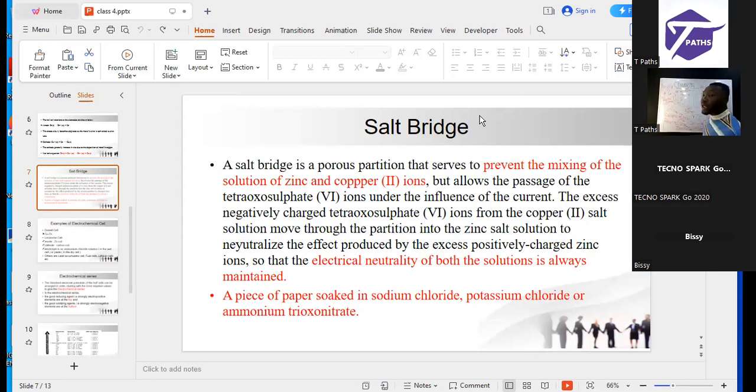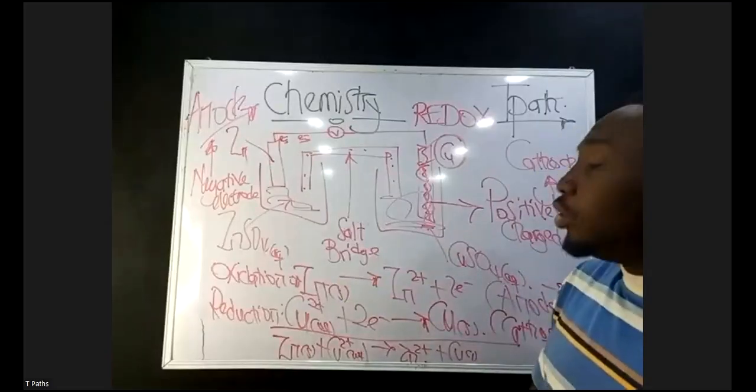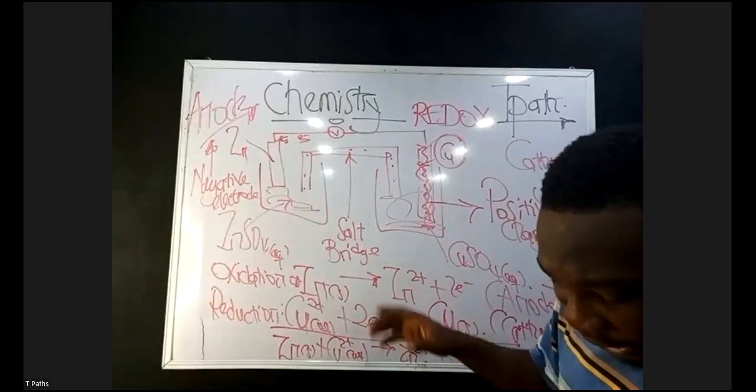Well, what you can see there is a porous partition. You can see what I highlighted in red, so you can understand its functions. It's a porous partition that prevents the mixing of electrons, because in this whole process, electrons are moving left, moving right. So there must always be a medium that can prevent the mixing of these electrons, and that's where the salt bridge comes into play. The salt bridge prevents the mixing of these electrons.